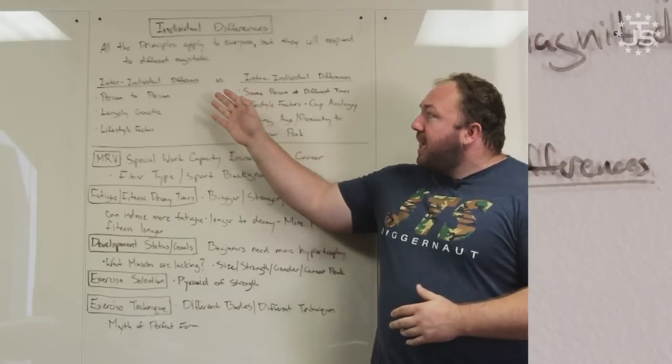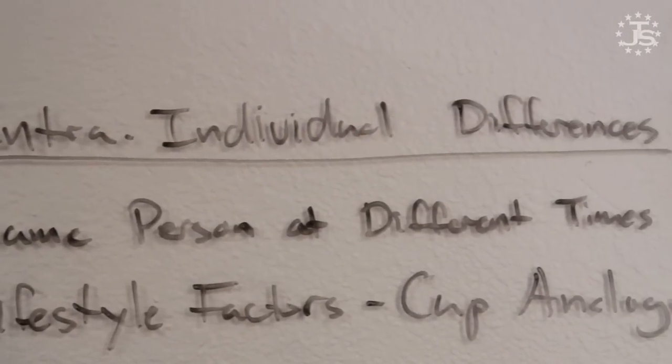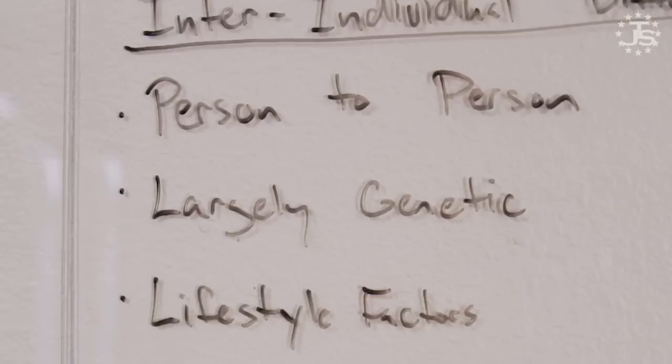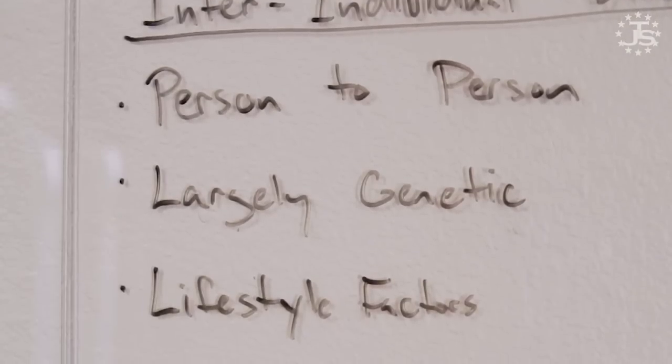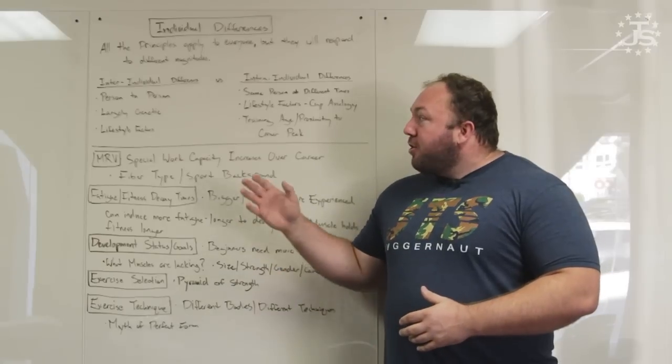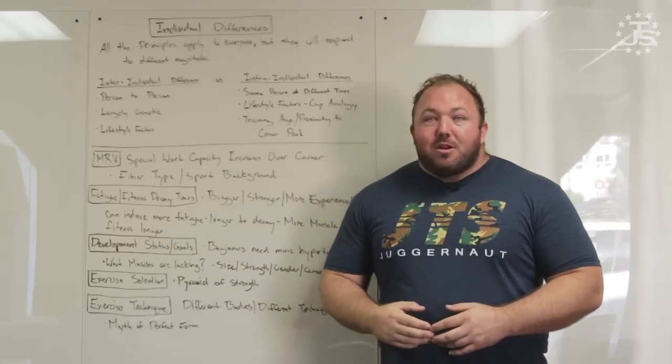So we need to consider both inter and intra individual differences. Inter-individual differences are going to be differences from person to person, so from athlete to athlete. And largely, those are genetic differences. Some people, their muscles are just made of better stuff. They have a higher capacity to recover. They have the ability to hold on to fitness longer while decaying fatigue faster. Different fiber types need to be considered. But also lifestyle factors are going to be very important as well.